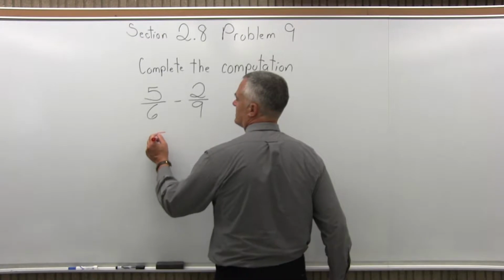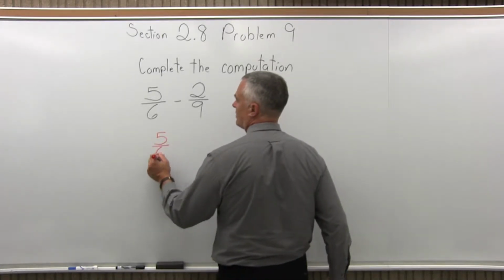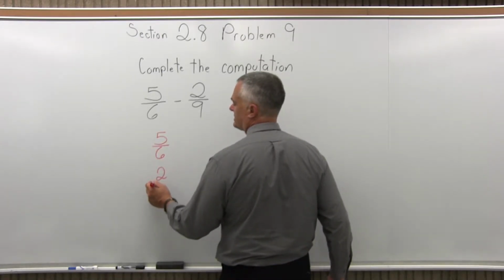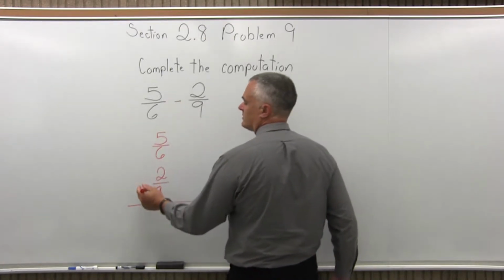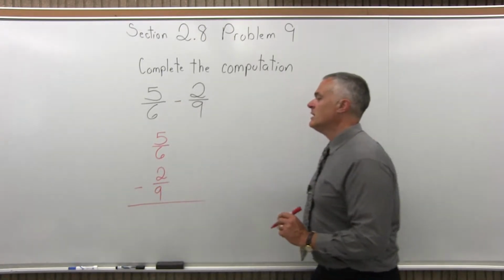So for problems like this, I find it easier to write the problem vertically. So I'll write 5 over 6, 2 over 9 underneath. It's a subtraction, so we'll keep the problem a subtraction.